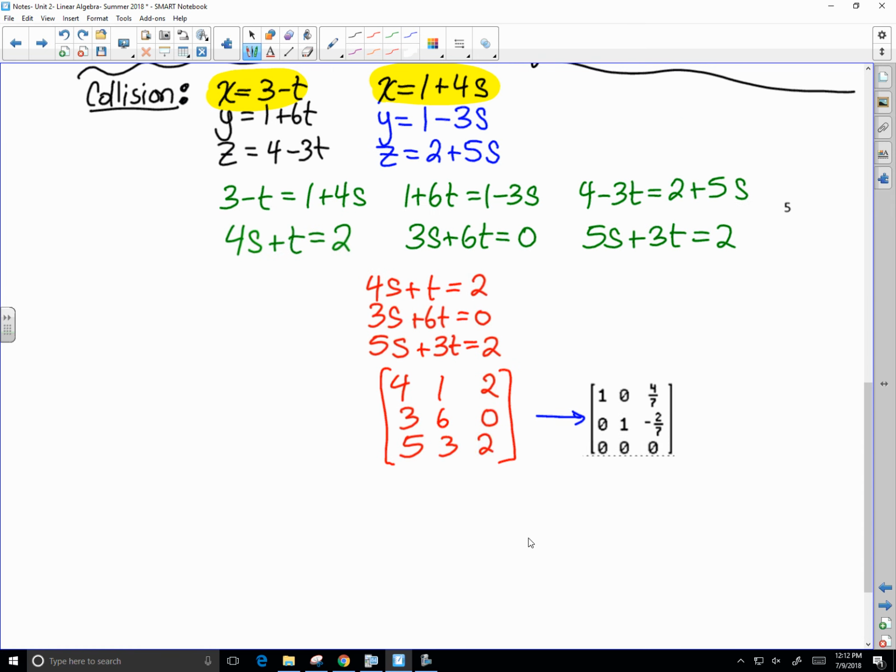Alright, so we're looking at S equals 4/7, T equals -2/7. Alright, so that's given.